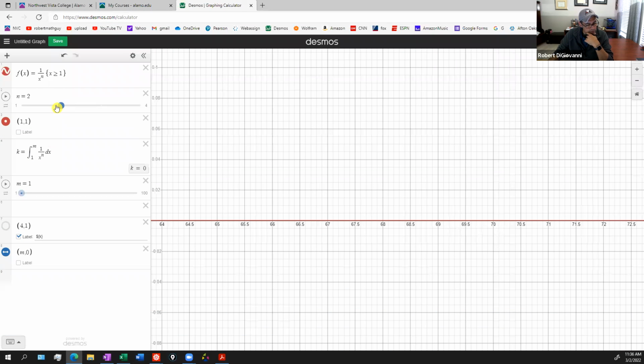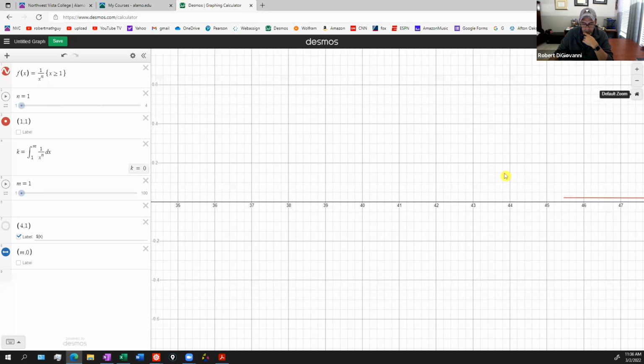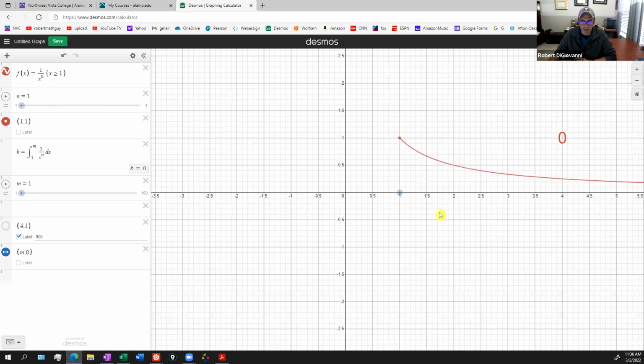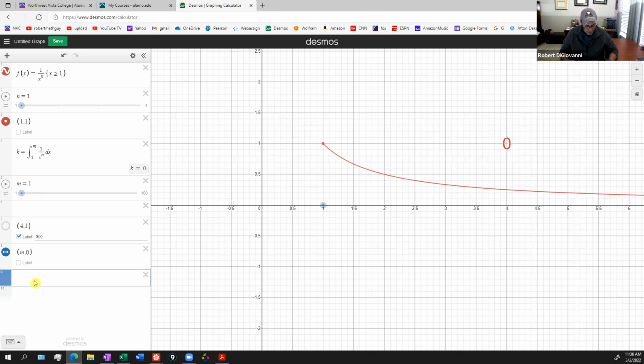Here's 1 over x. Let me go back to this. This is the graph of 1 over x. Let me put 1 over x squared over here so you have it as a reference.